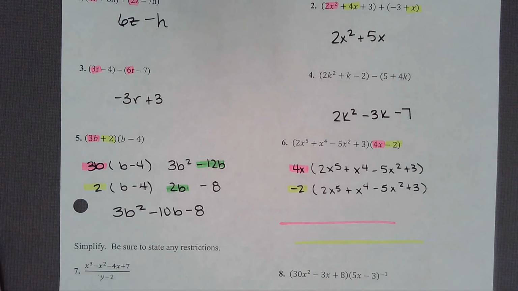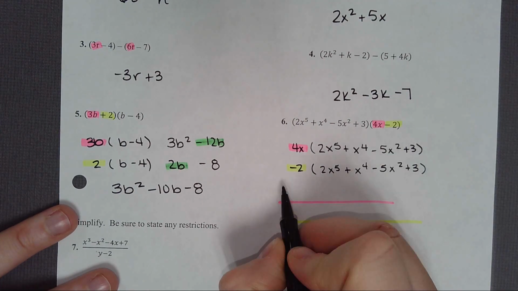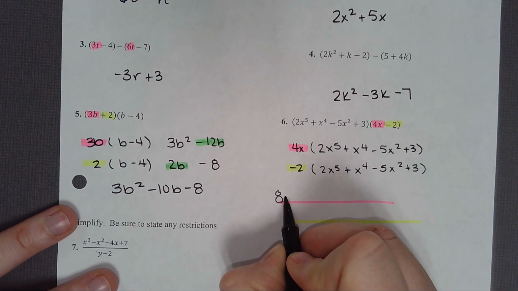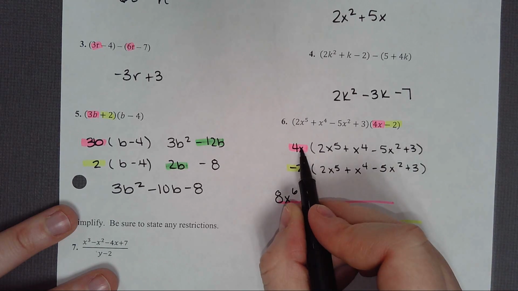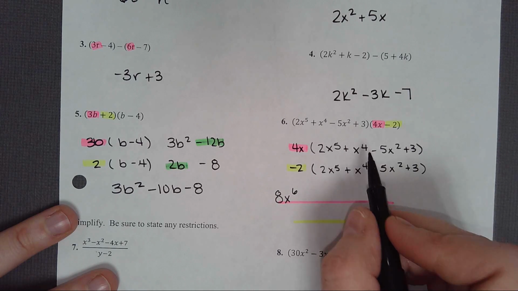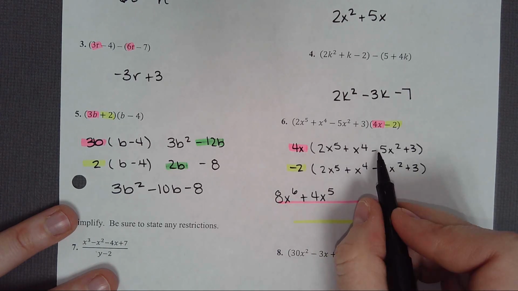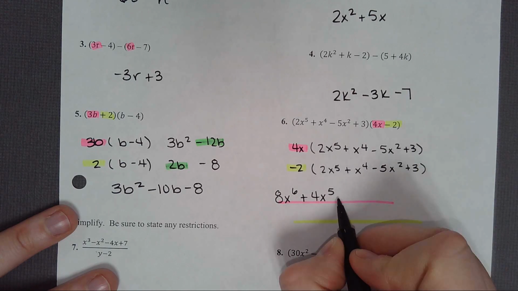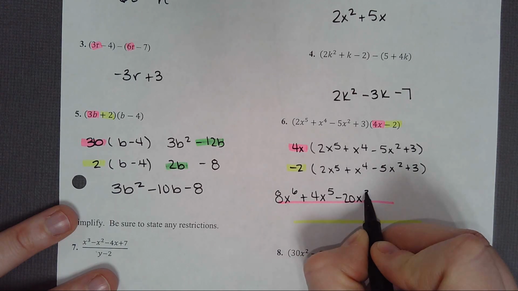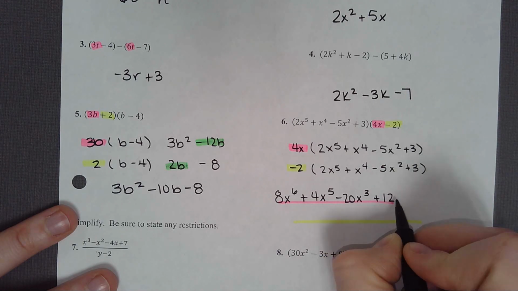And combine like terms. So 4x times 2x to the 5th is going to be 8x to the 6th, because you're going to take 1x here and 5x here. 4x times x to the 4th is going to be plus 4x to the 5th. 4x times negative 5x squared, so negative 20x cubed. 4x times 3, positive 12x.